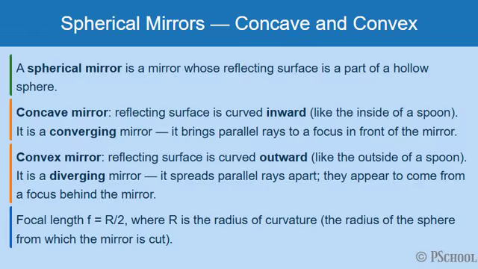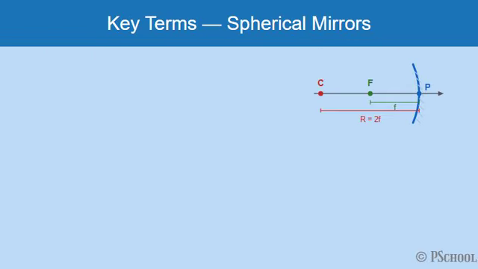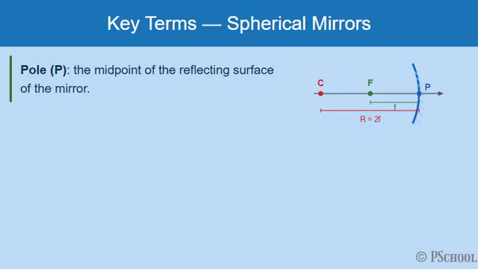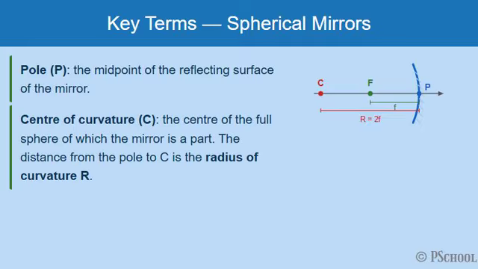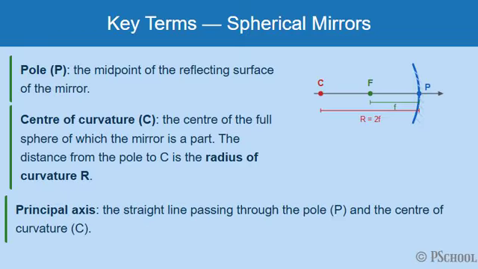An important relationship, the focal length f equals half the radius of curvature r. So f = r/2. The pole P is the midpoint of the reflecting surface of the mirror. The center of curvature C is the center of the full sphere the mirror is part of. The distance from the pole to C is the radius of curvature r. The principal axis is the straight line passing through the pole P and the center of curvature C.